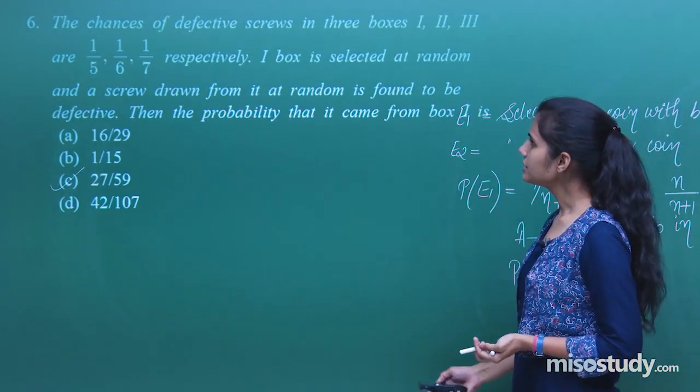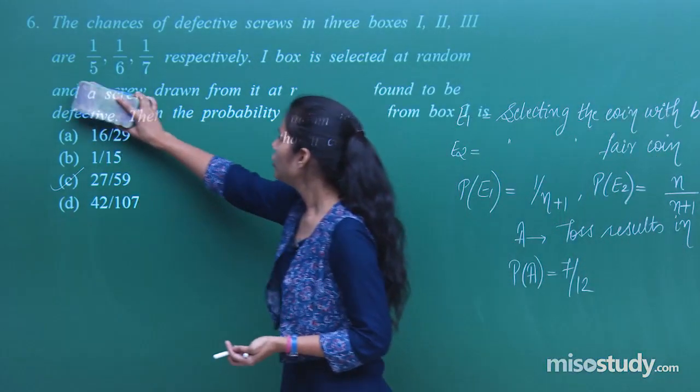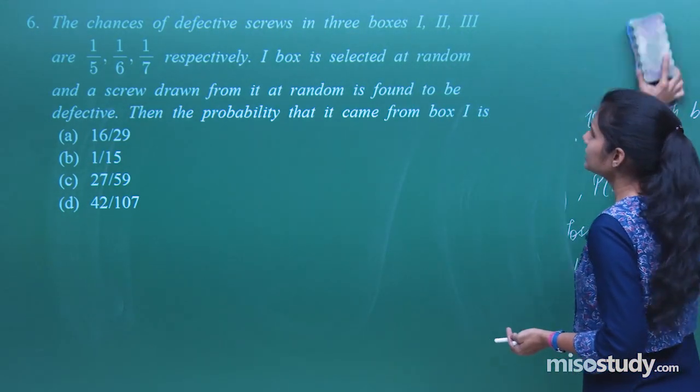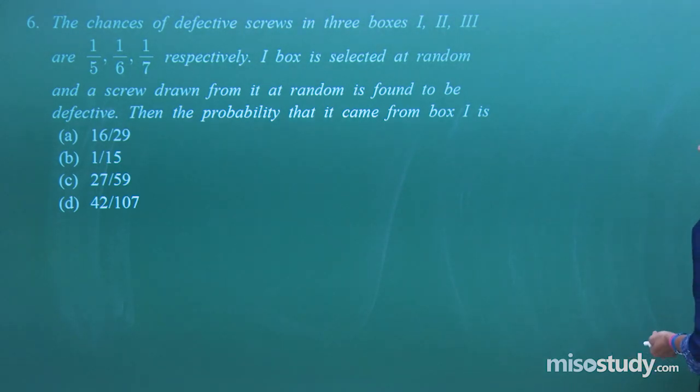Now the next question says that the chances of defective screws in 3 boxes 1, 2 and 3 are these. One box is selected at random and a screw is drawn from it, and also it is given that the screw found is defective.